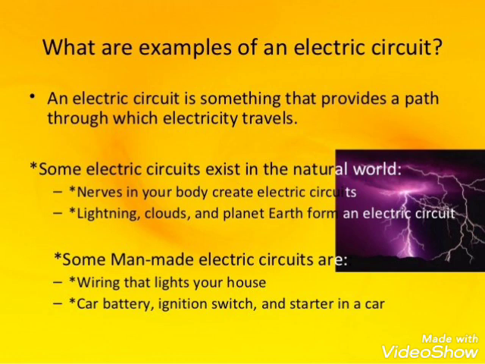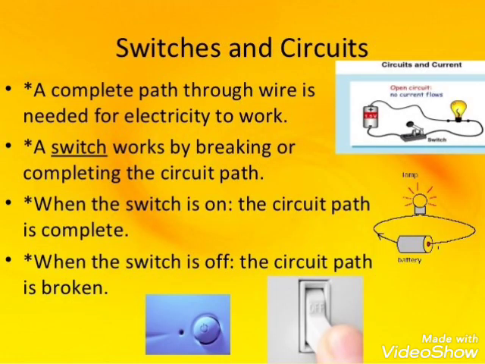Let us see some examples of electric circuits. Something that provides a path. We had seen that when electricity passes, it is called an electric circuit. Nerves in our body act as electric circuits. Lightning, clouds, planets, all these form electric circuits. And man-made wiring and car batteries, all these are examples of electric circuits made by human beings. The nervous system is natural.